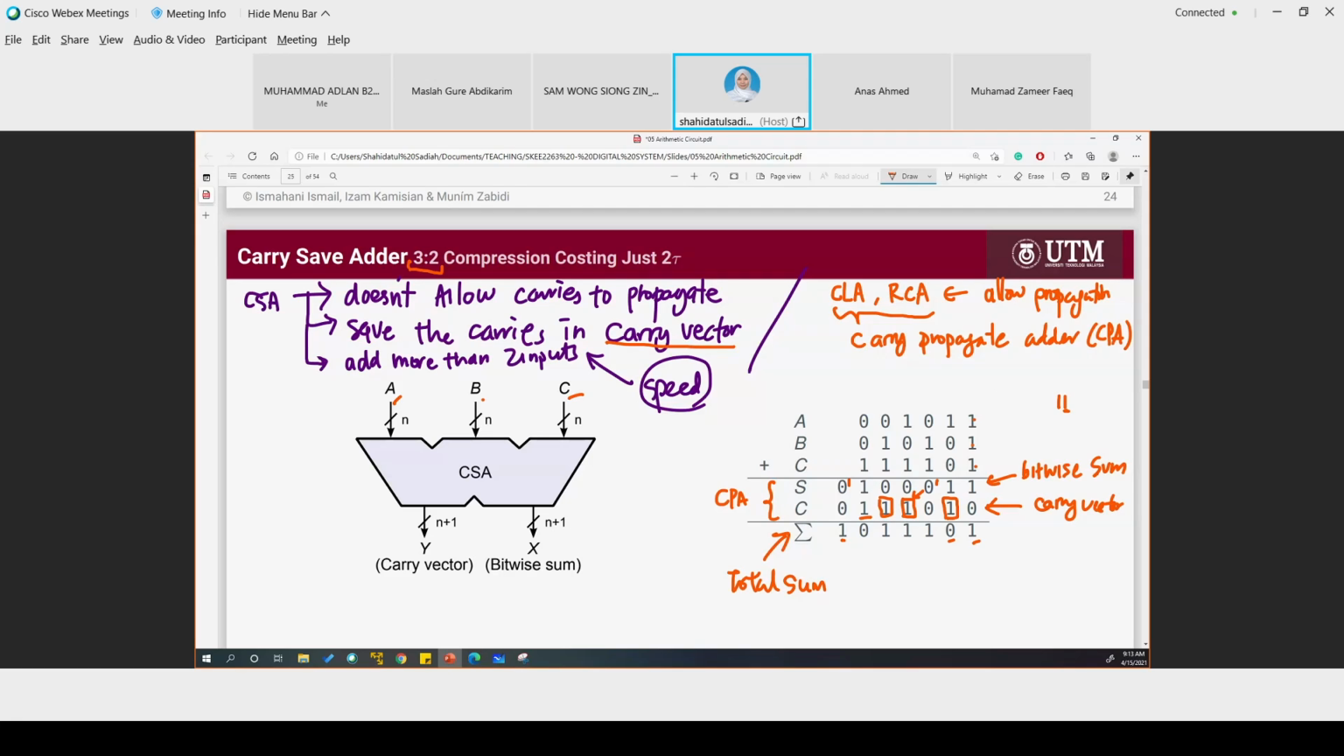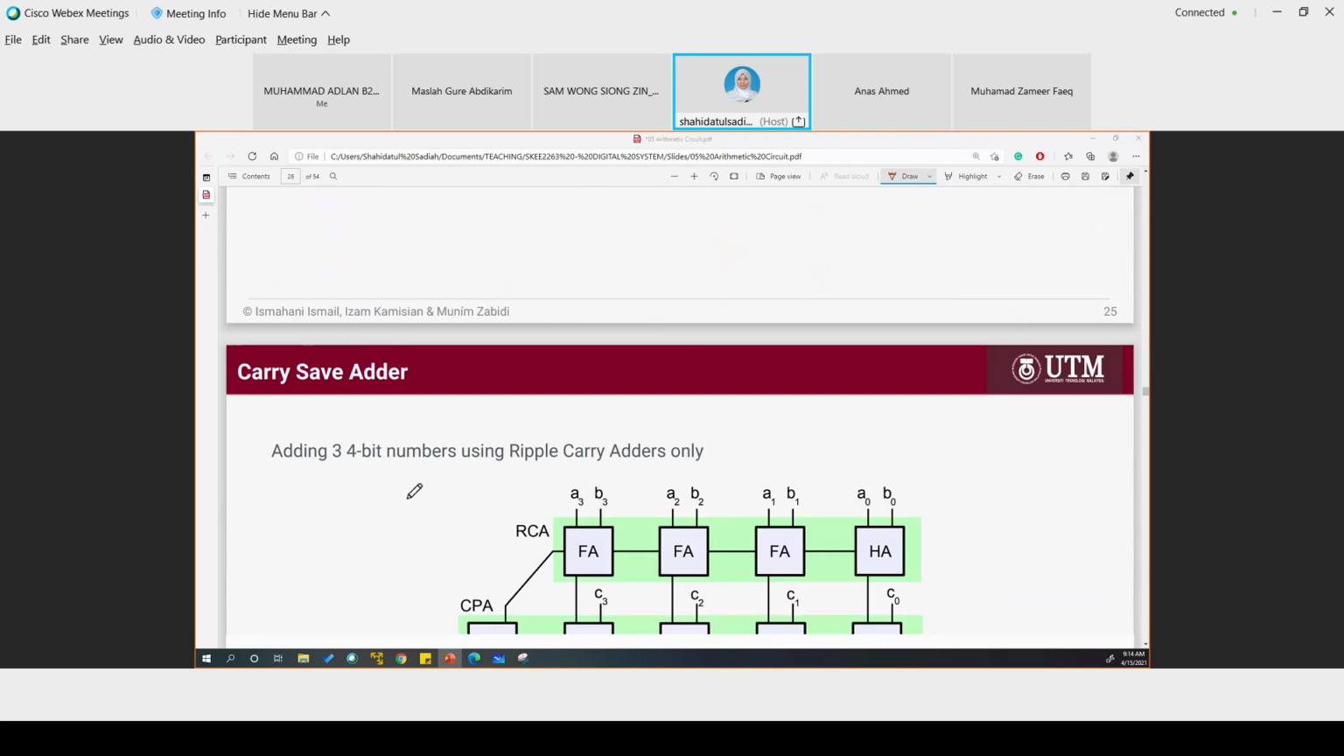Right. So since the C, you can design your carry save adder using this part and this part. You can design it using any adder. Okay. Any adder. But this one we want to see the difference when using RCA, ripple carry adder, and the carry save adder. Okay. So the first one, here, the next one.